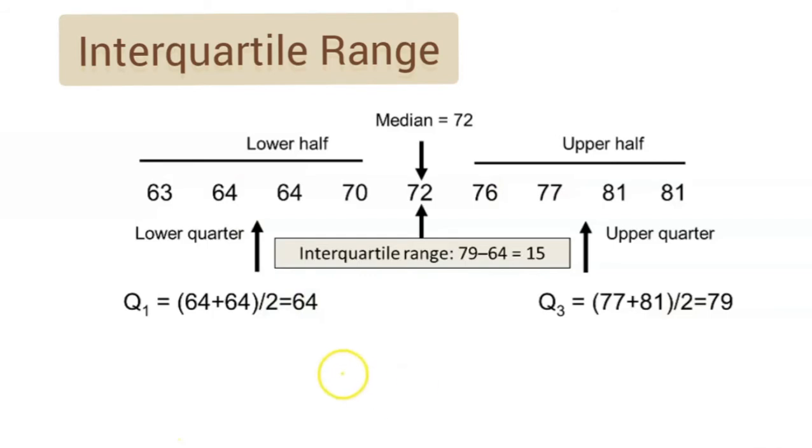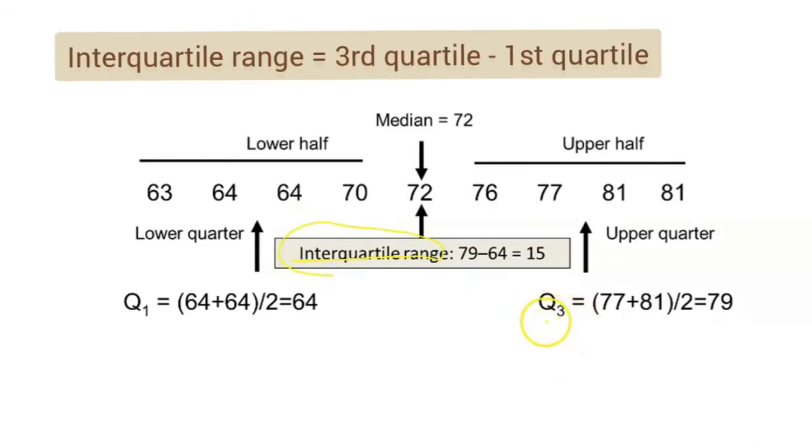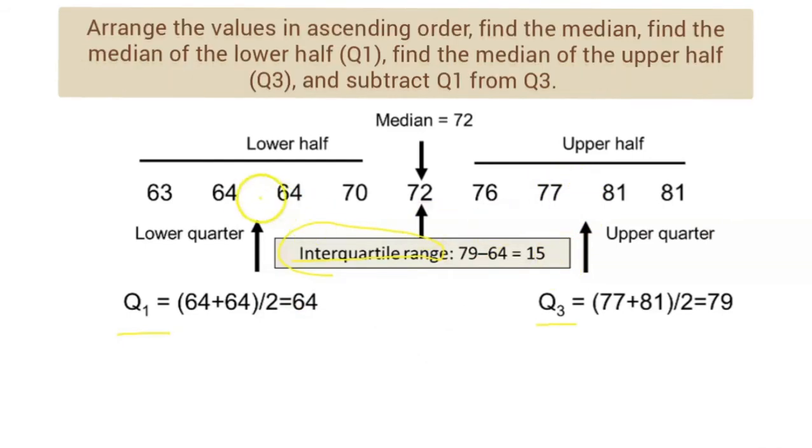Next up, let's have the interquartile range. It's so easy to determine because all you have to do is to get the difference between the third quartile and the first quartile. The quartiles are determined by arranging the numbers from least to highest, and then you find the median.